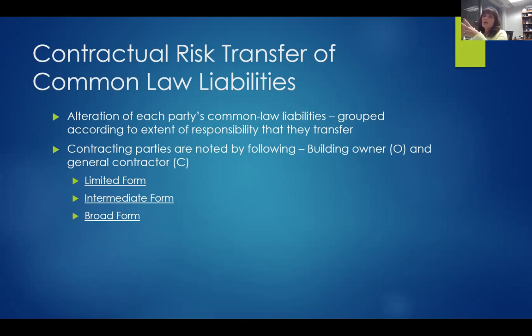For an easy way of talking about this, the contracting parties throughout these examples are noted. O stands for building owner and C stands for contractor or general contractor. So we're going to talk through some examples. The first one being limited form contractual risk transfer, and then intermediate and broad.